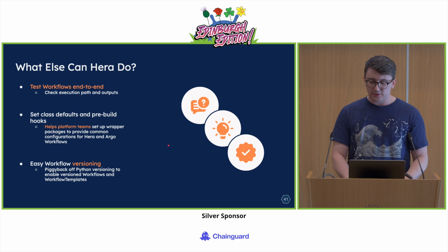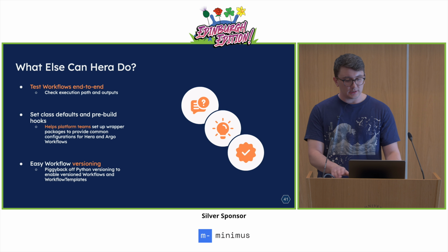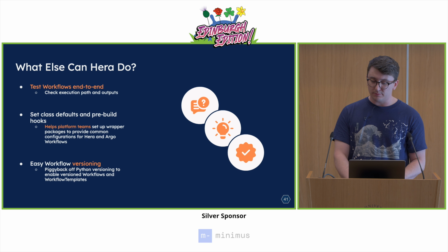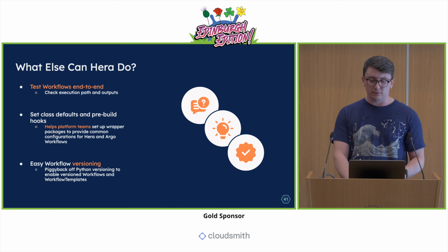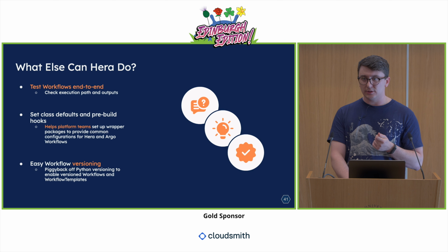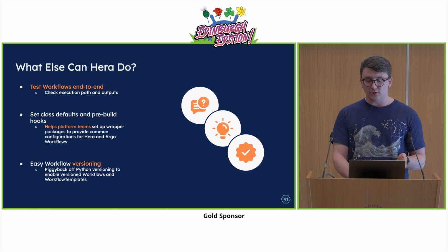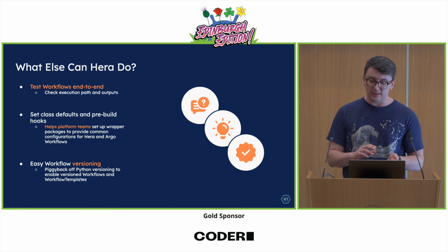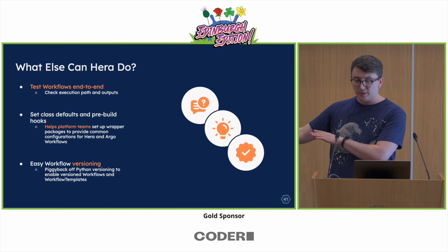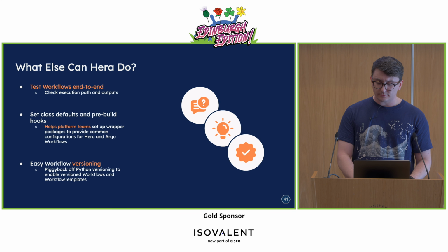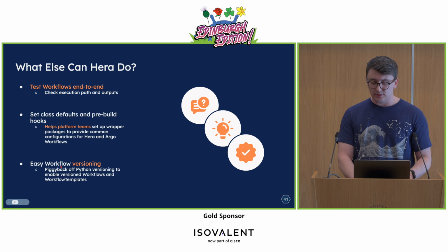Cool. So what else can Hera do? You can test workflows end-to-end. You can check execution paths and outputs. You can set class defaults and pre-build hooks. So this really helps platform teams. If you've got your organization, you know your image repository needs to be mycompany.com, blah, blah, blah. You can set that up. And you can actually version your workflows and workflow templates.